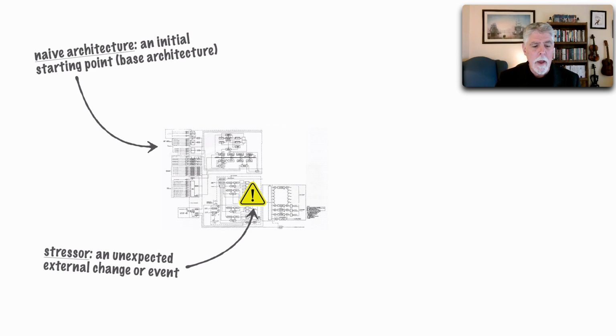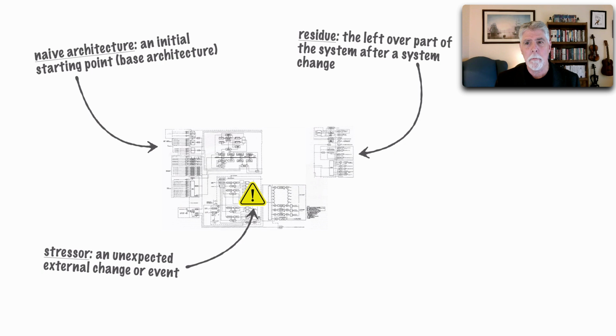Now, a stressor is an unexpected or external change or event that the architecture doesn't take into account. And our response to stressors is to change the architecture to accommodate that stressor. And that change is called a residue. And that's the leftover part of the system after a system change. And the point is that those residues become part of the architecture now.